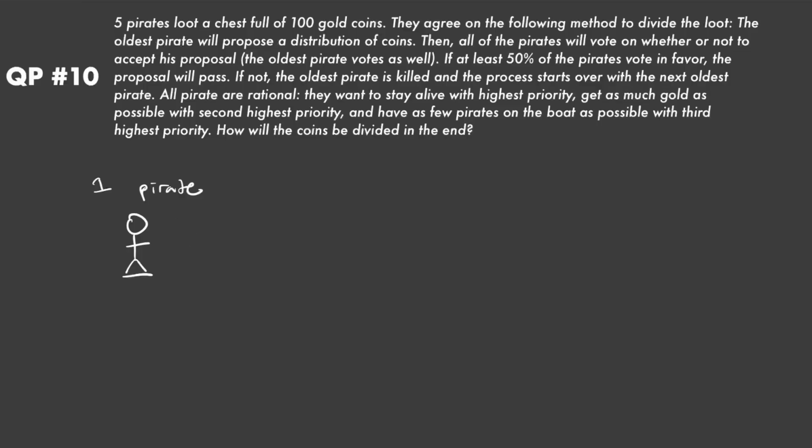So he proposes the distribution. Now he needs at least 50% of the pirates to vote in his favor. In this case, there's only 1 pirate, and he's obviously just going to vote for whatever he proposes. So he can just give himself all 100 coins. He's just going to say, I take all 100 coins. I mean, that's the only thing that could happen anyways, right? So in the case when there's 1 pirate, he finds 100 coins, he's just going to take all 100 coins for himself, and there's no one around to stop him.